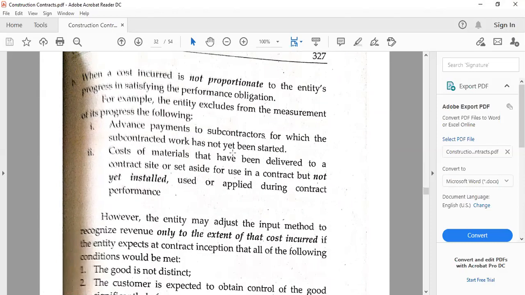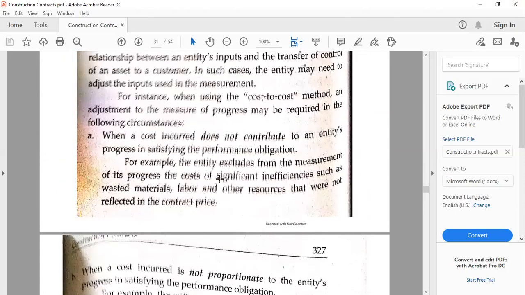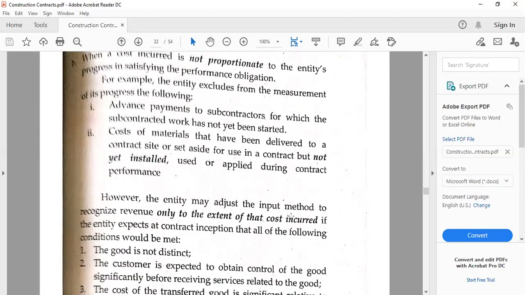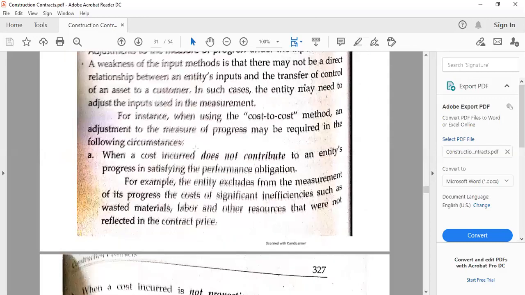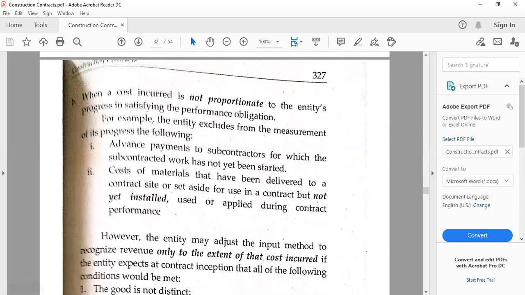Then letter B: it is not proportionate to the entity's progress. Some costs, again, will have to be excluded because aside from not contributing to the progress, they are also not proportional to it. They are excluded because they do not actually contribute, as in A, and they are also not proportionate to the progress. I kept on saying the two items because they have to be emphasized for the exclusions. For number one, for example, advance payments to subcontractors for which the subcontracted work has not yet been started. So it's not aligned.